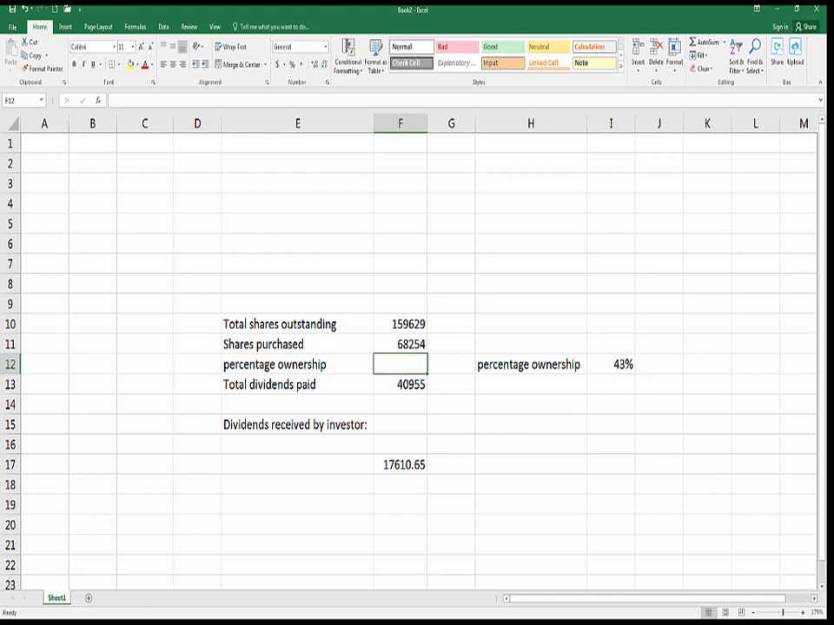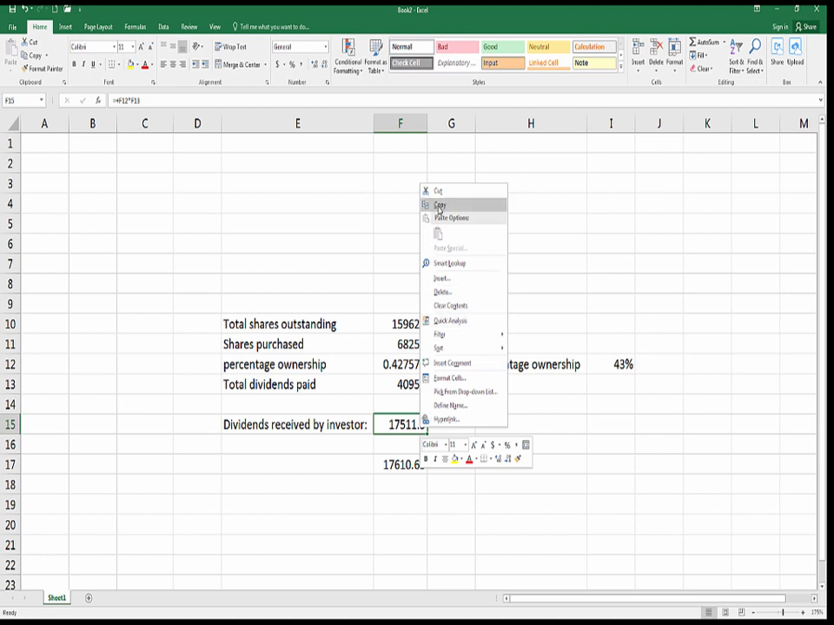label it clearly so you know what it is and so I know what it is, and say, okay, the percentage ownership is the shares purchased divided by the total shares, 0.427579, and again, this goes out to however many digits Excel carries in its memory. So now when I do the dividends received by the investor, it's simply a matter of, you can use my mouse, so it's going to be this cell, the percentage ownership, times this cell, or 17,511.